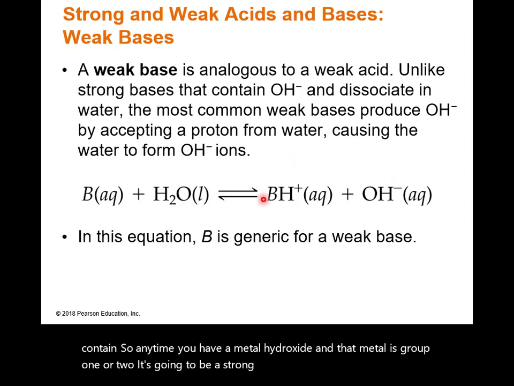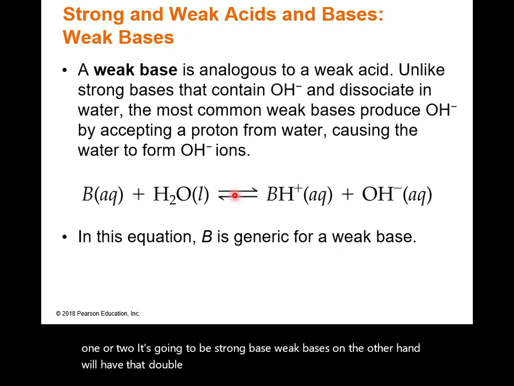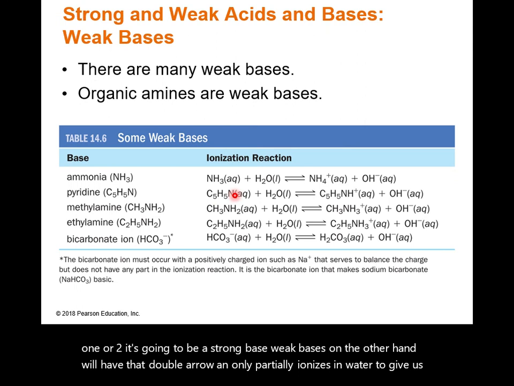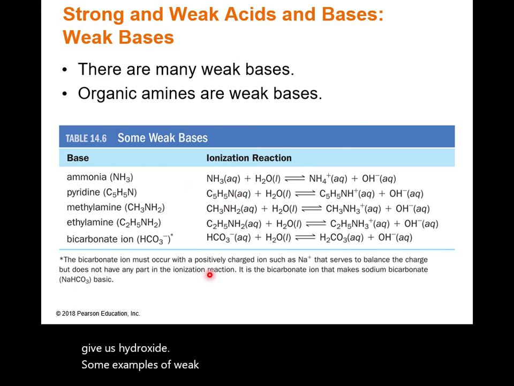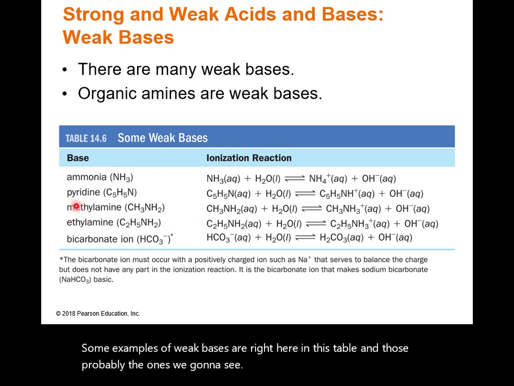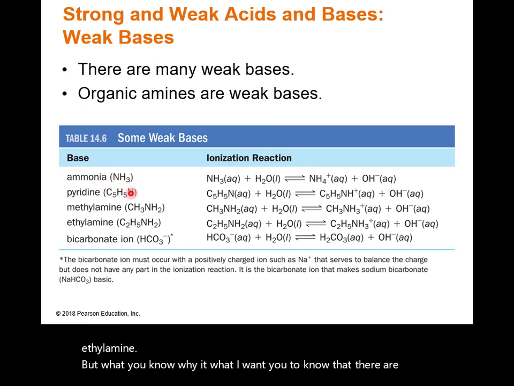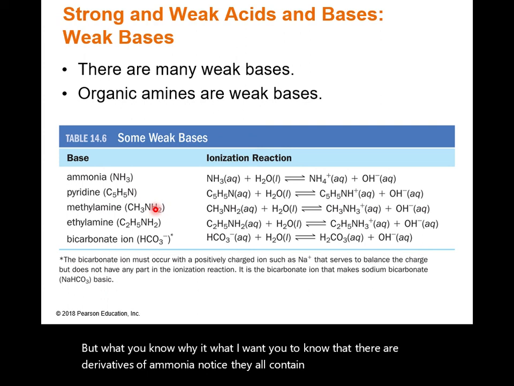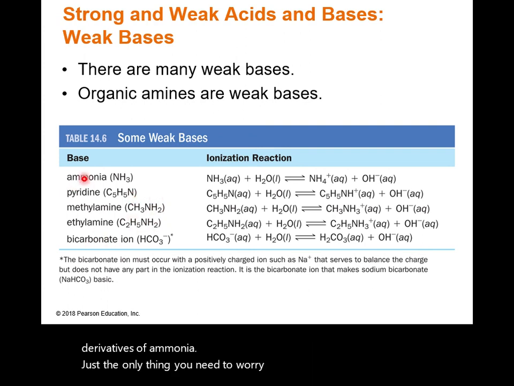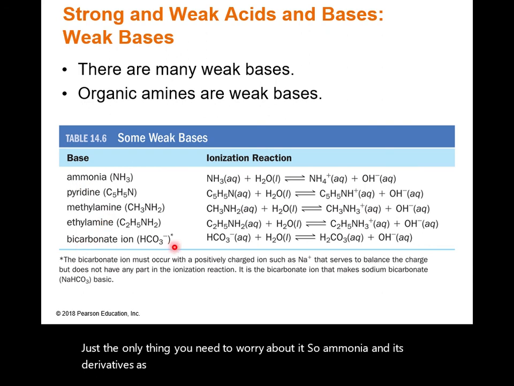Weak bases, on the other hand, will have that double arrow and only partially ionize in water to give us hydroxide. Some examples of weak bases are right here in this table, and those are probably the ones we're going to see. I don't want you to worry too much about pyridine, methylamine, and ethylamine, but what I want you to know is that they are derivatives of ammonia. Notice they all contain nitrogen. So ammonia and its derivatives, as well as carbonate or bicarbonate ion.